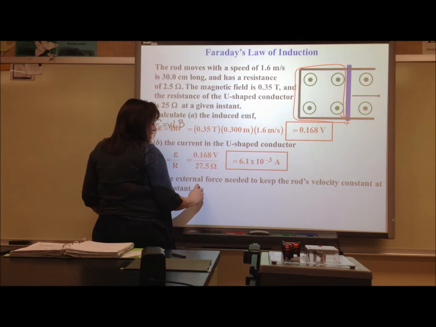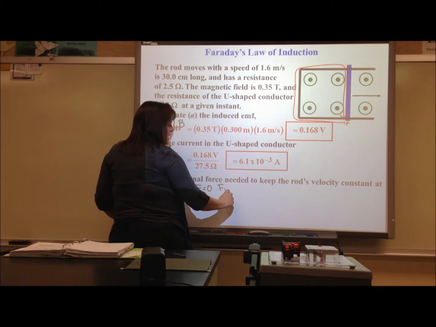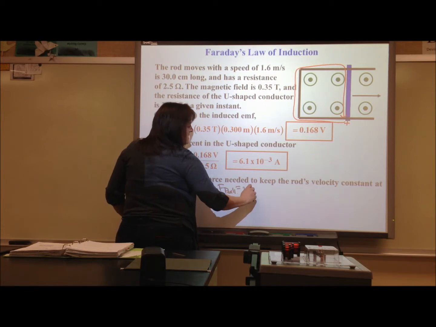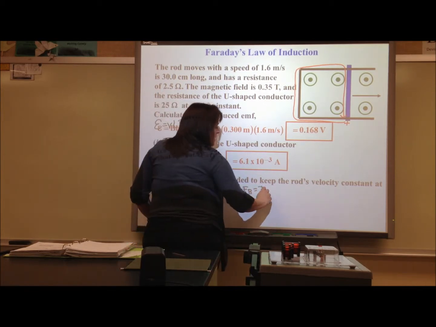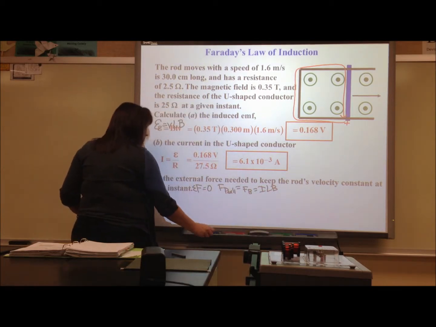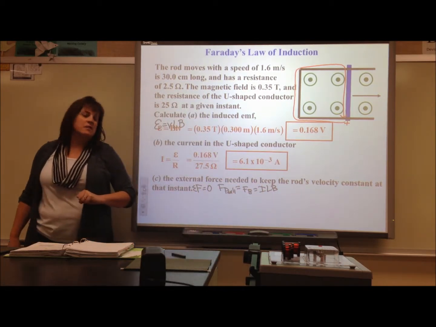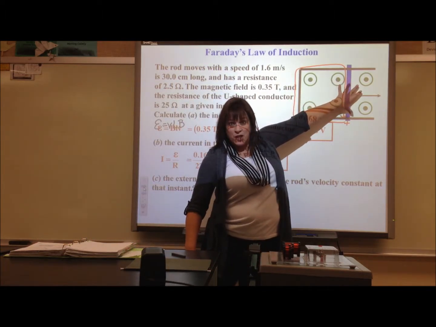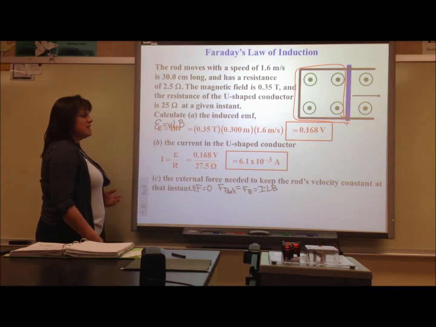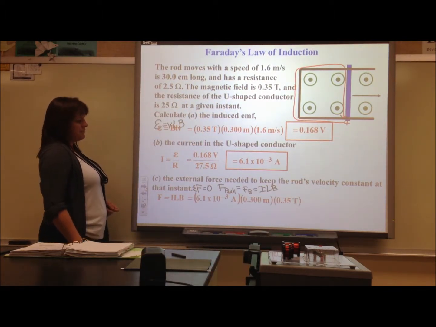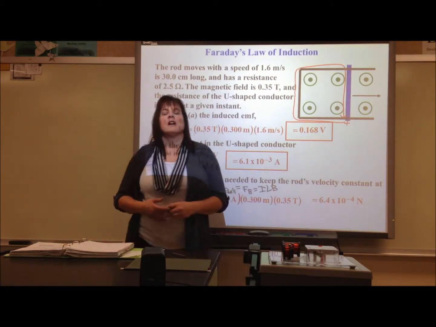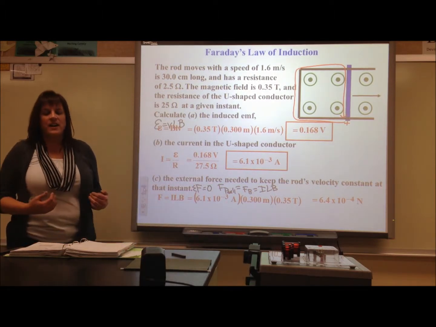Well, if it's moving at constant velocity, the sum of the forces equals 0, which means the force of my pull has to equal the magnetic force, right? All right, so take the magnitude of your current, multiply by the length, the length of the thing that we're pulling, times B, the magnitude of our magnetic field. So 6.4 times 10 to the negative fourth newtons. So I don't have to pull very hard, do I?